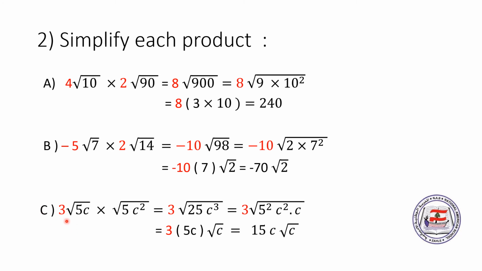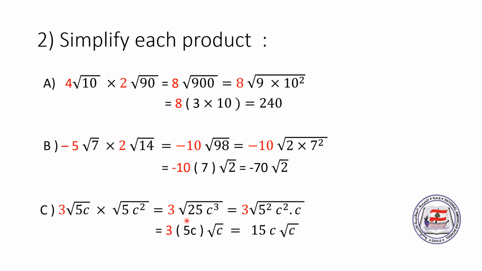And number C, 3 square root of 5c times square root of 5c squared. Multiplying the integer by the integer, we get 3, since the integer in front of the second root is 1. And multiplying 5c by 5c squared, we get 25c cubed.